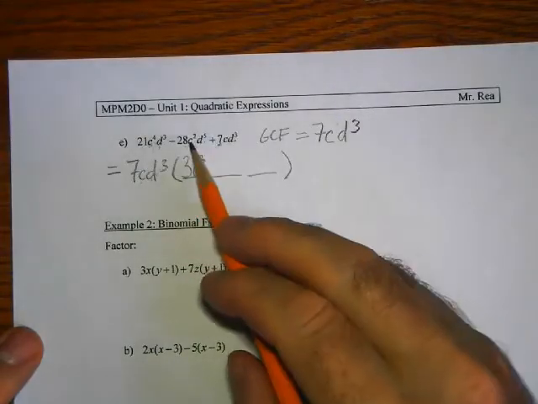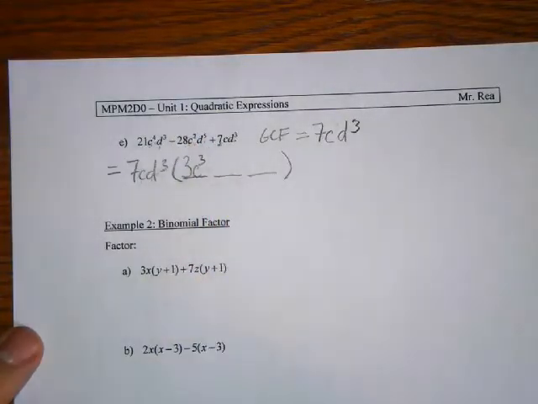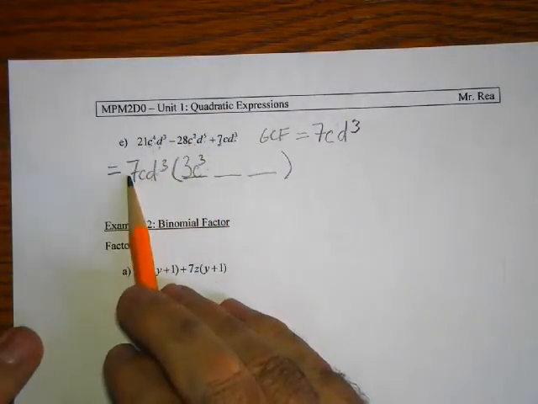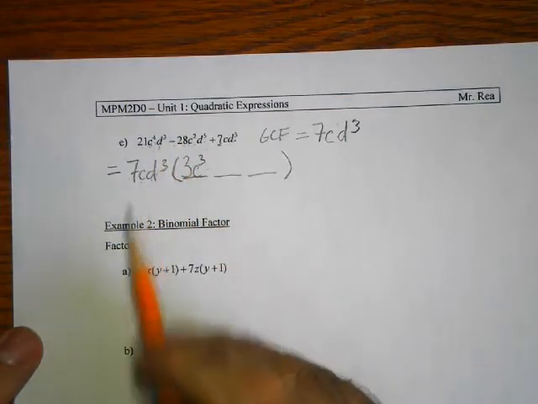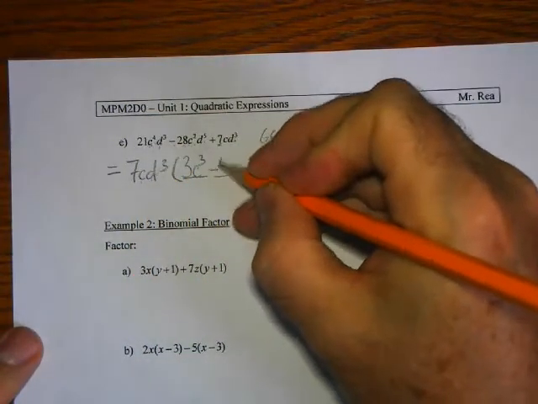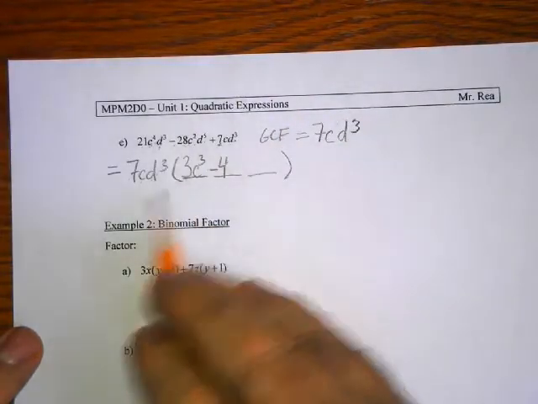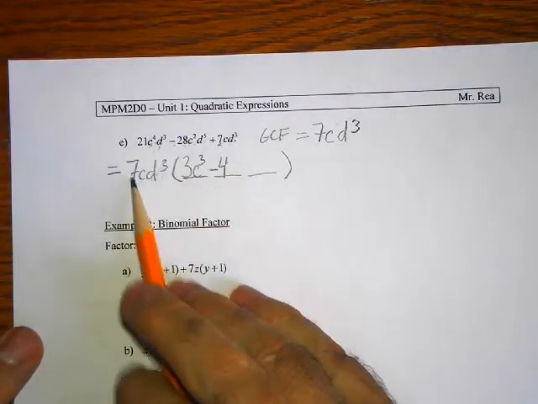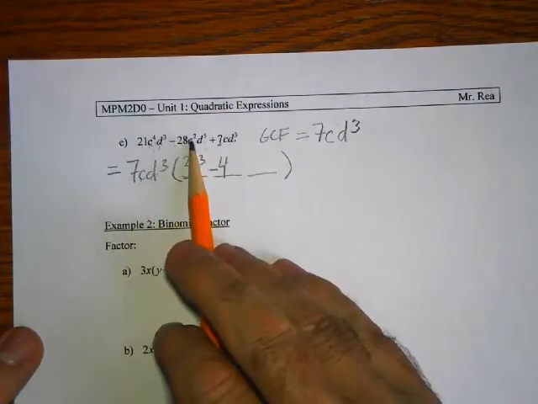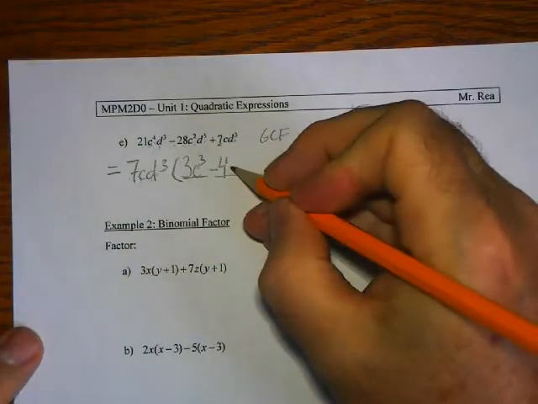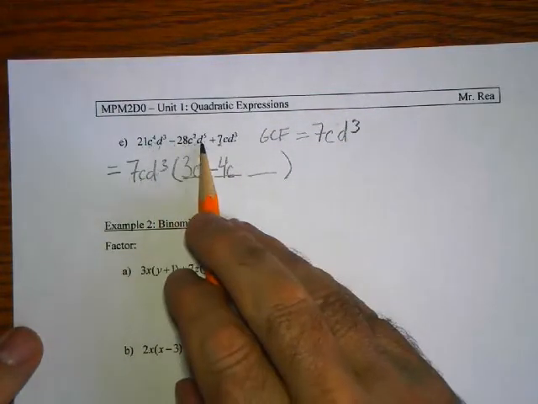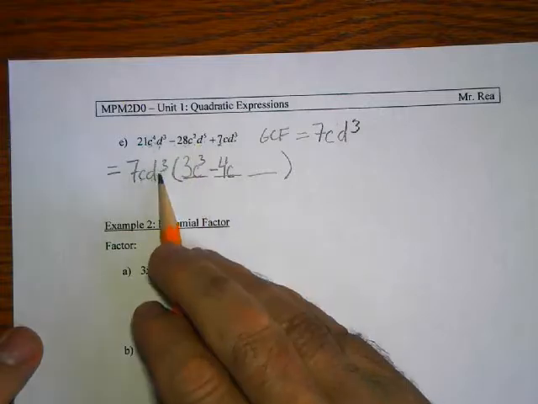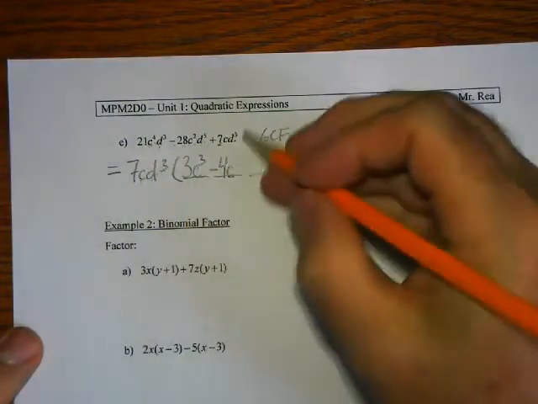Now we go to the second term in the question. What do we have to multiply 7 by to get negative 28? Make sure you put the negative with the number. Well, that would be a negative 4. Okay, and you can always check it. What do I have to multiply c by to get c squared? Well, that would be 1 more c. What would I have to multiply d cubed by to get d to the 5th? So that's 2 more d's I need, so that would be d squared.